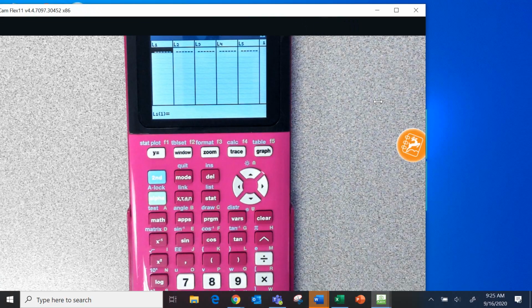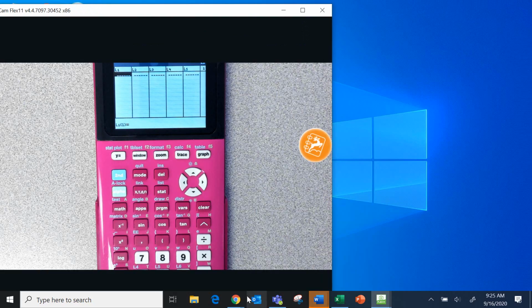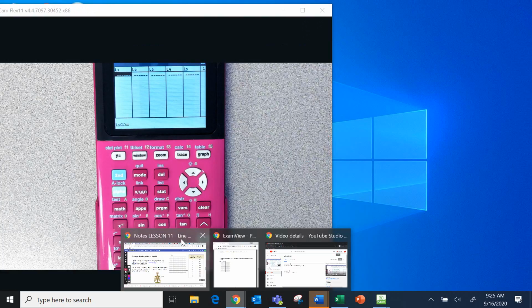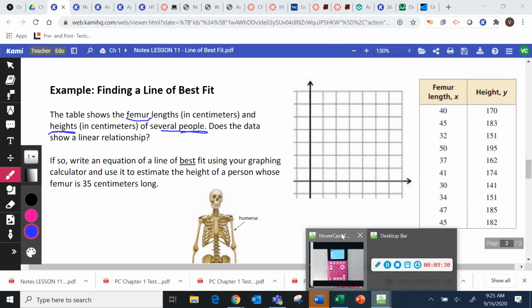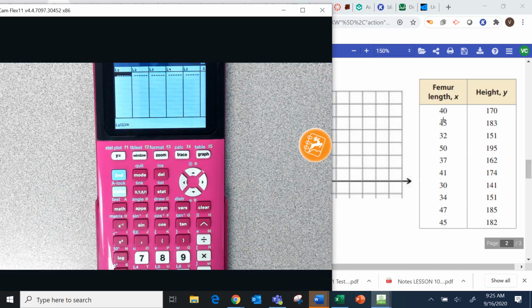So I can see it at the same time. Oh, that made it really tiny though. To input are these X's and these Y's. So I'm just going to go straight to this column and I'm going to hit 40, enter. 40, 32, enter.